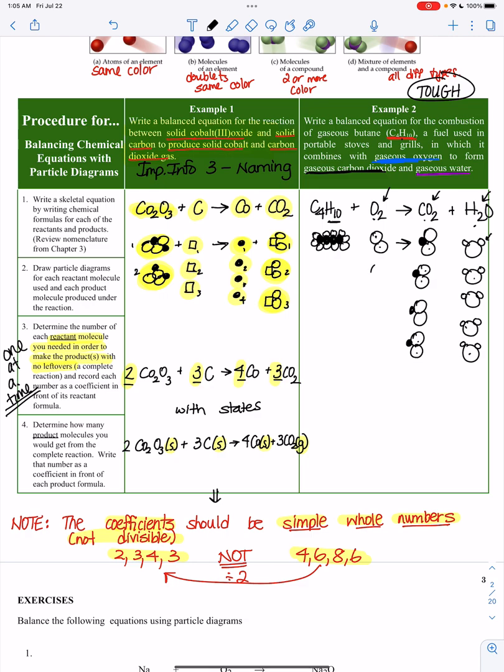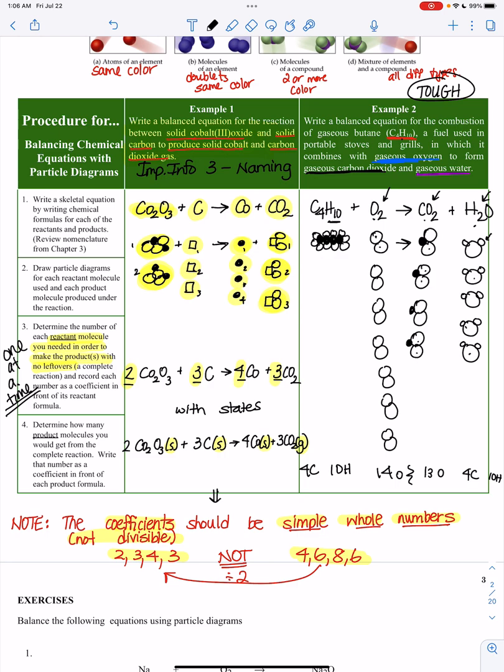I'm going to go, okay, 2, 4, 6, 8, 10, 12, and I have 13 on the right side, so I'm going to have to do 14. So I go, okay, now I have 14 oxygens on the left side, 4 carbons, 10 hydrogens on the left side. On the right side, I'll have 13 oxygens, I have my 4 carbons, and I have my 10 hydrogens.